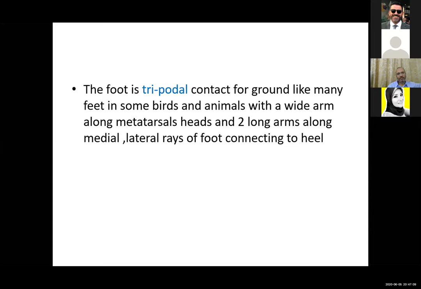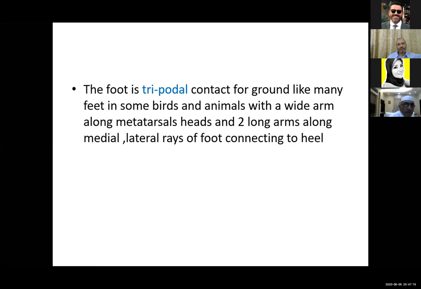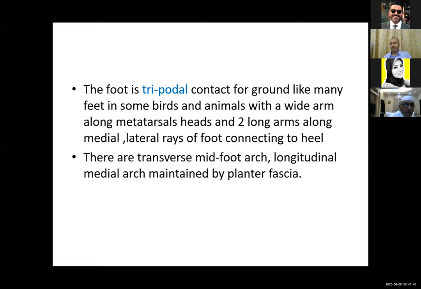The foot is a tripodal contact with the ground, like many feet in some birds and animals, with a wide arm along the metatarsal heads and two long arms along the medial and lateral rays of the foot connecting to the heel. I will not go through the anatomy. Dr. Dalia finished everything about the anatomy. I will put some points only to know the situation of the foot during gait and weight bearing. There is a transverse midfoot arch, and this arch, as Dr. Dalia mentioned before, is high on the medial side and lower on the lateral side, and this has a cause. I will talk about it.